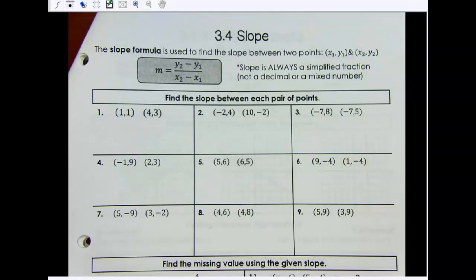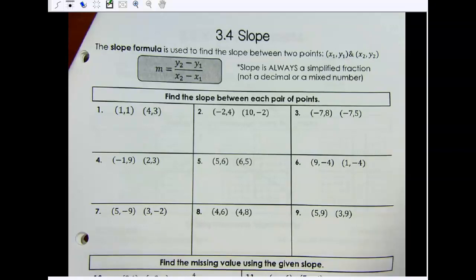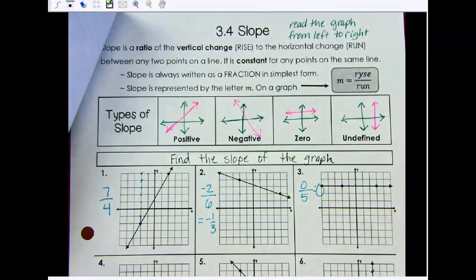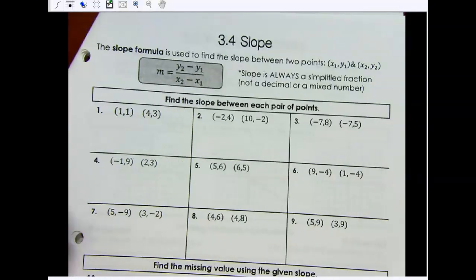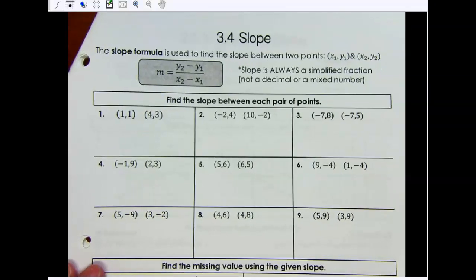Alright guys, so this next one is a continuation of 3.4 slope. The first one that we did in the other video was about finding slope from a line. This one is going to be about finding slope from a formula. I know you guys have used this before, so I'm going to only do about half of this. I'm not going to do all of these, and if you need more practice, definitely do some of these and then ask me to check them.